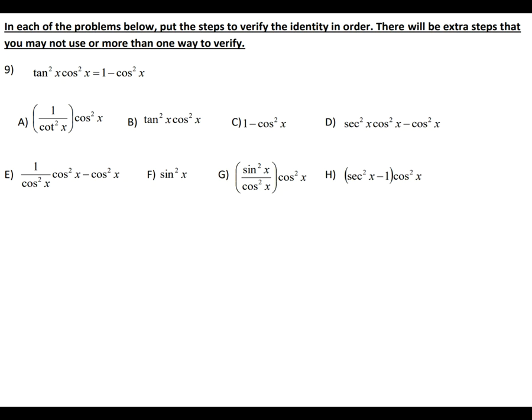Function is it makes it a little bit easier for me to grade. Okay? So I'm not having to look at 90 people's verifying steps. There are two ways to do this one. I'm going to show you both ways. You do not have to use all of the answer choices. In fact, you shouldn't be using all of the answer choices.